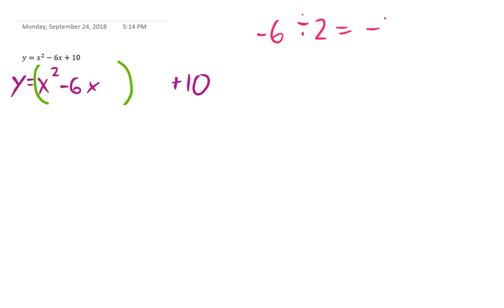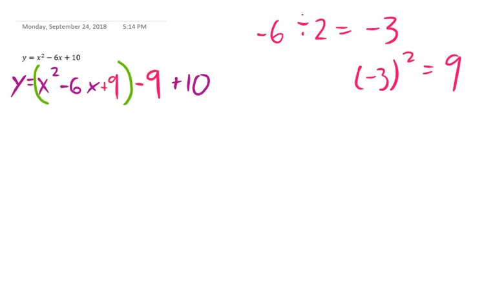half, and then you square that number. 9 is my magic number. What I really want here is a 9, always positive, because I squared it. It's positive 9. I can't just change the problem though. If I have a plus 9, I'm also going to put in a minus 9.